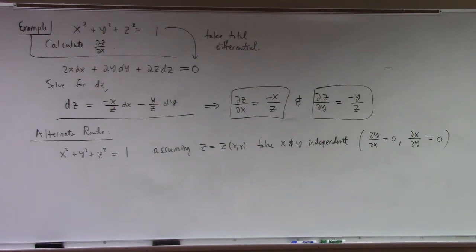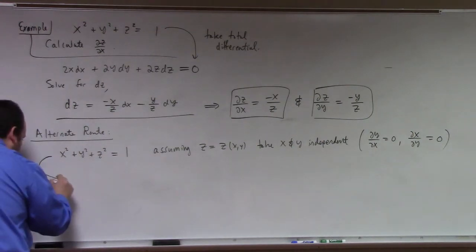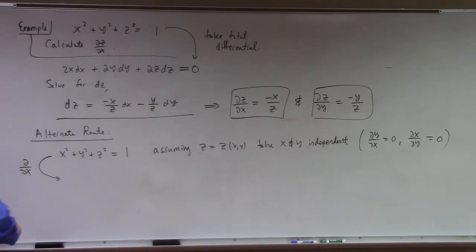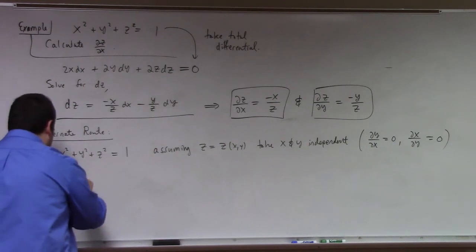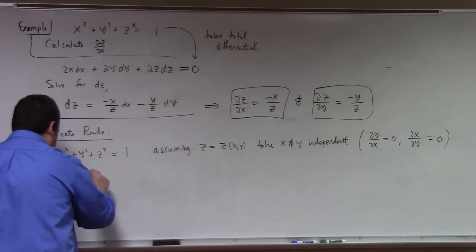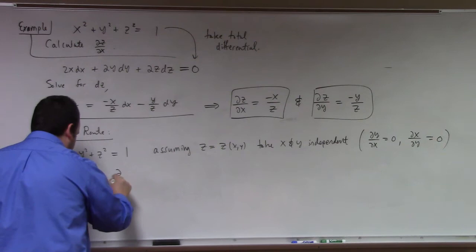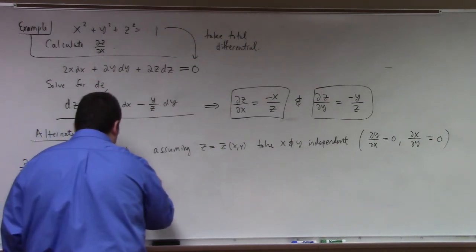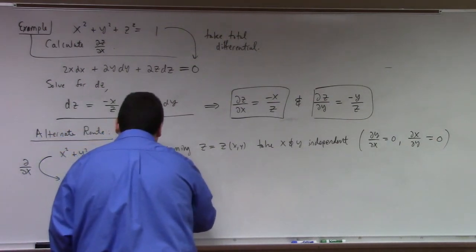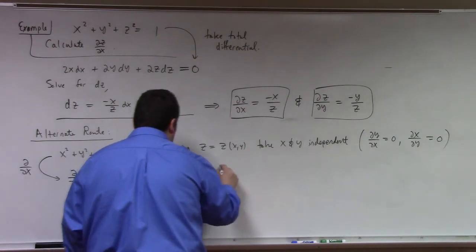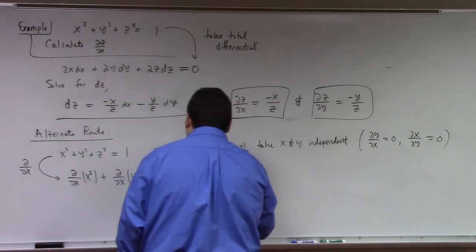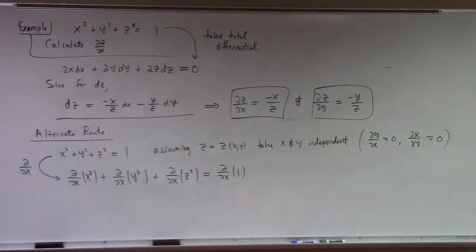What happens? What happens when I partial differentiate that with respect to x? I get partial x of x squared, right? Plus partial x of y squared plus partial x of z squared equals partial x of 1. I'm using the additivity of the partial derivative, right? That the partial derivative of a sum is the sum of the partial derivatives. This is in fact true.